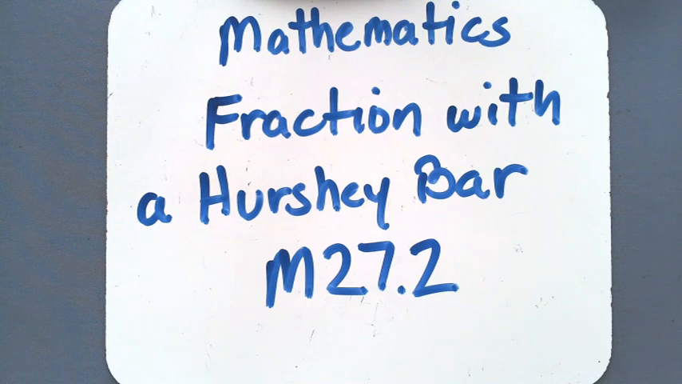This is a good example of fractions, when we have a whole of something and we're going to break it up into equal parts. So I like to eat Hershey bars. I'm not sure if you like to eat Hershey bars, but a Hershey bar is a good example of how to take one whole of something and break it up into equal parts.